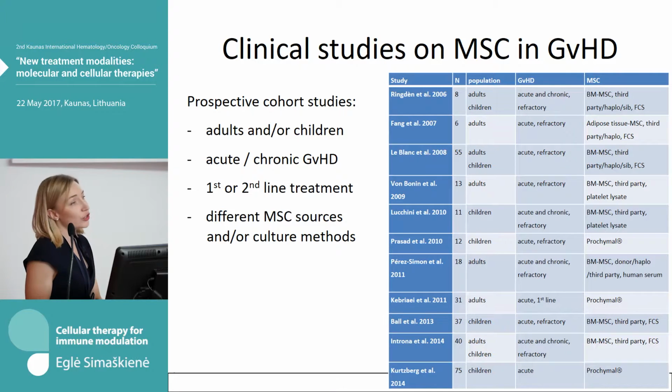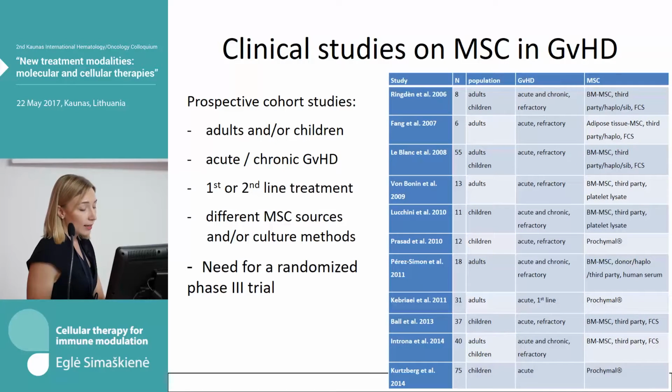Following these encouraging results, several non-randomized studies were published describing the effects of MSC infusion in steroid-refractory acute GVHD. So in clinical studies, you can find prospective cohort studies with adults and children, acute and chronic GVHD, first or second line treatment, different MSC sources, and or culture methods. And there was a need for a randomized phase 3 trial.